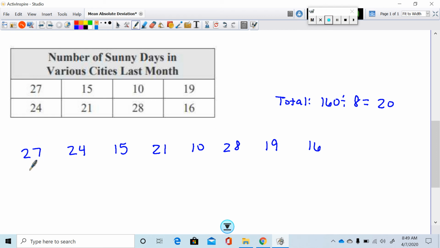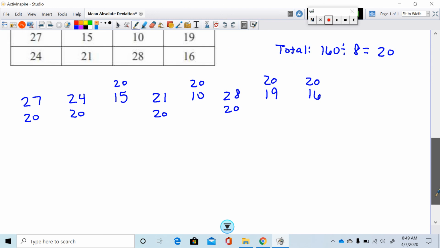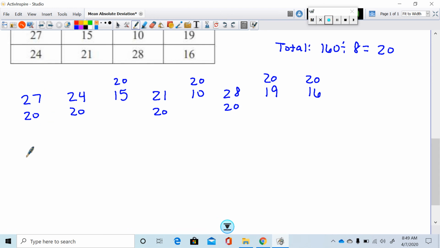So remember, you put the biggest number on top. So 20, 20, 20, 20, 20, 20, 20, 20. You find the difference of those numbers. So 27 take away 20 is 7. 24 take away 20 is 4. Keep going, you get 5, 1, 10, 8, 1, 4. You total those up.